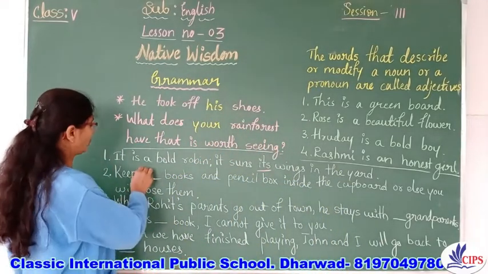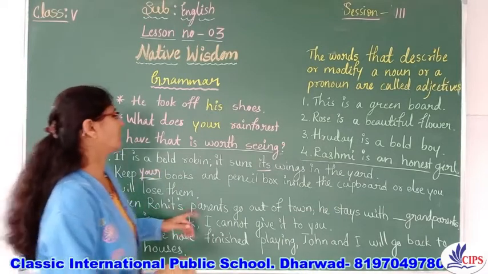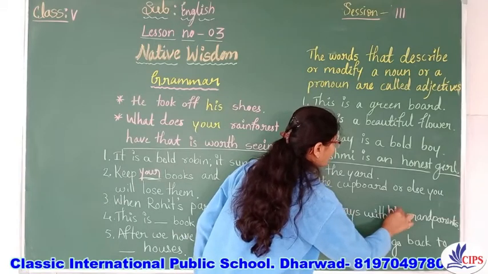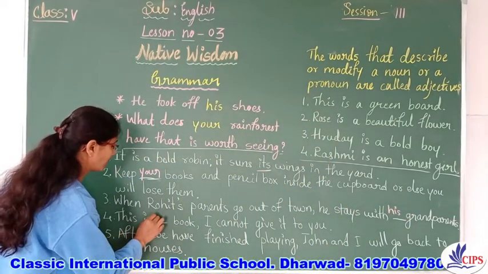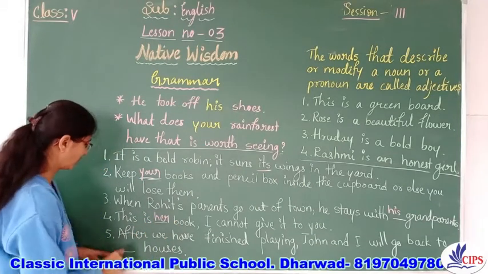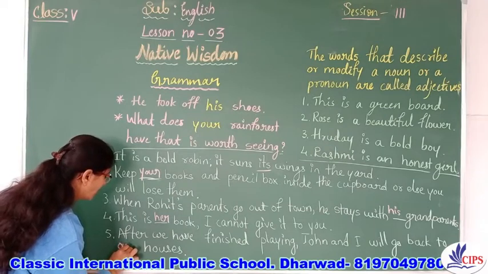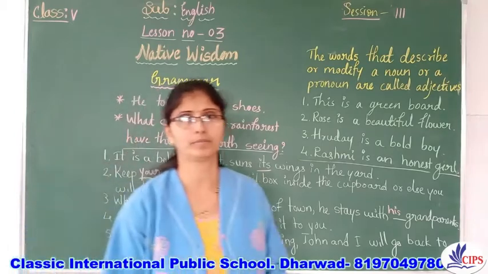What's right? First one, your books. And here, his grandparents. And the third one, this is her book. Here, our houses. Is it clear, children?